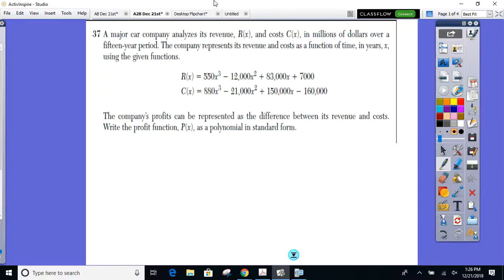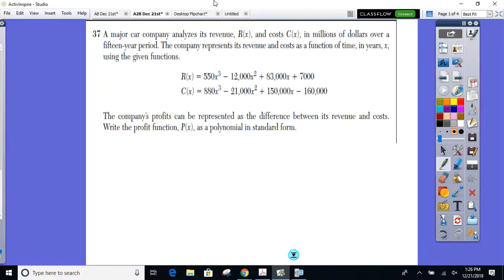They look pretty serious, big numbers. The profit is the difference between the two. Can you guys write me the function for P of X, which is the profit? It's the difference between the two. So what am I asking for in difference? Okay, I am going to subtract them.